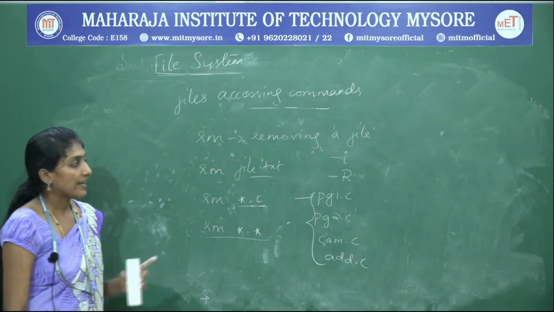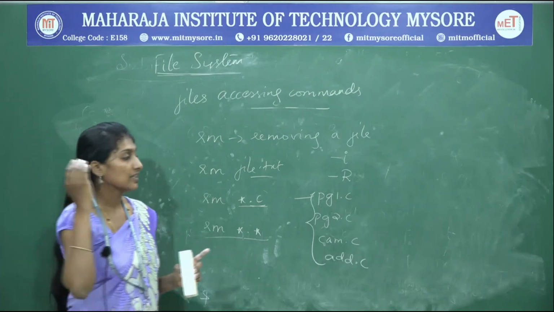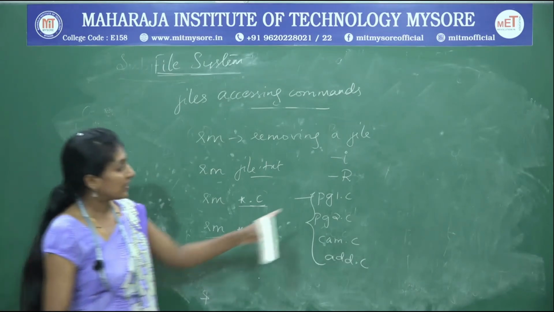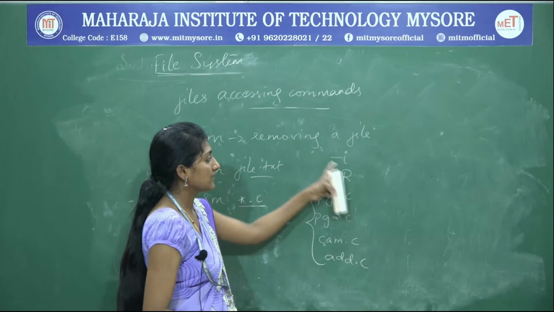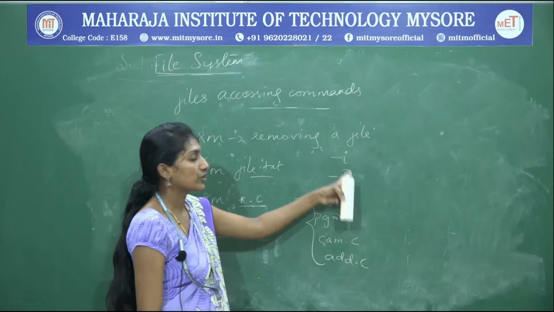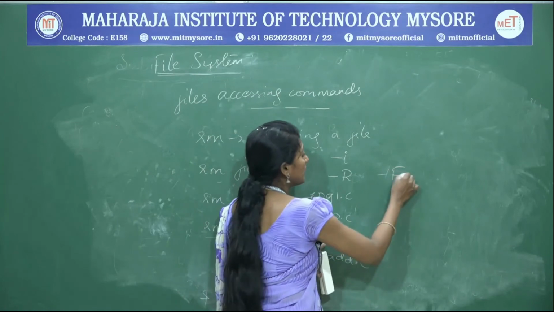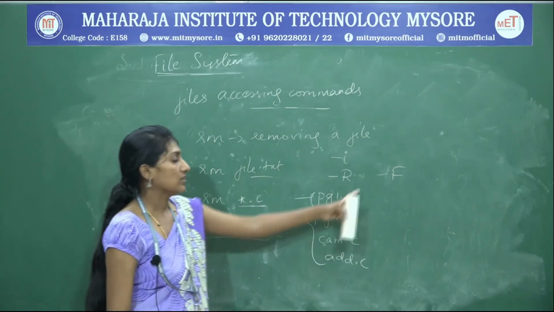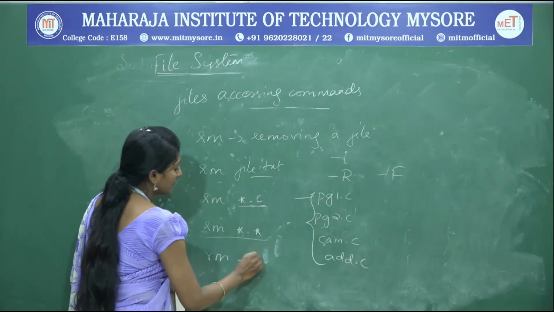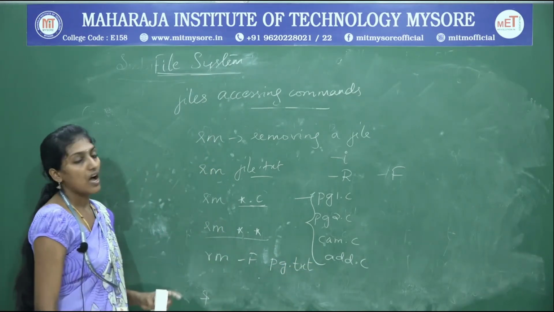Here the -i option is for interactive removing of a file. That is, if the user wants a confirmation on whether that file has to be removed or not, he can do that by using -i. Likewise, next is -r. That is recursive: if you want to remove all the directory files, he can do it by using -r. Likewise, if the file has to be removed forcibly, you can use the -f option with rm, like rm -f pg.txt file.